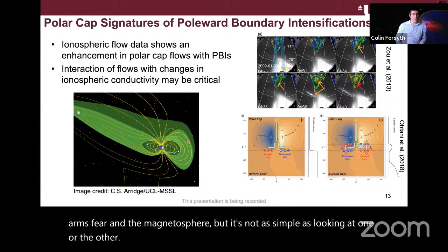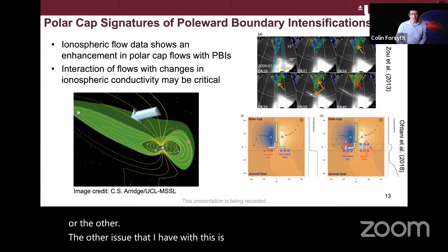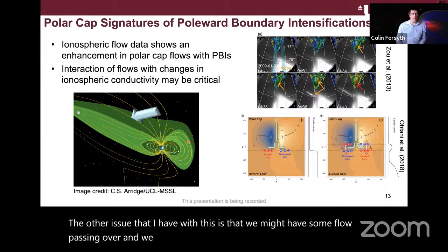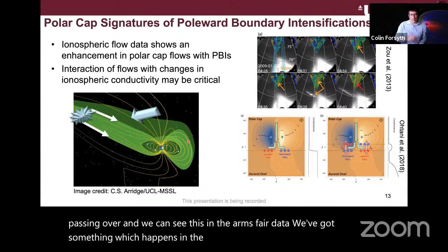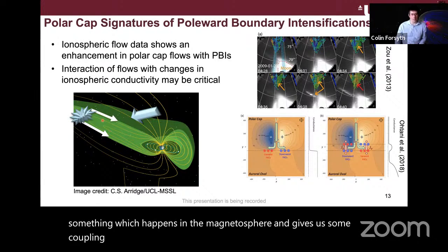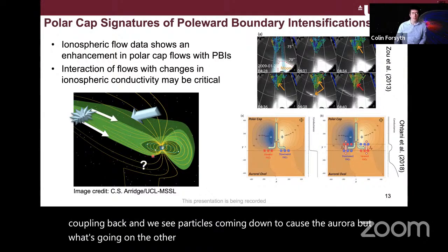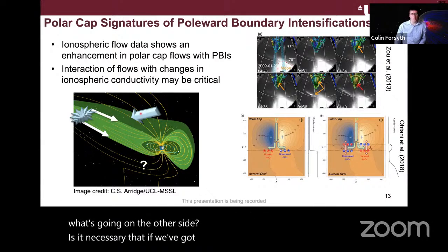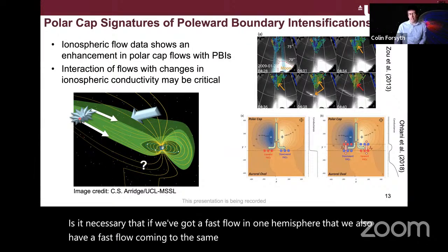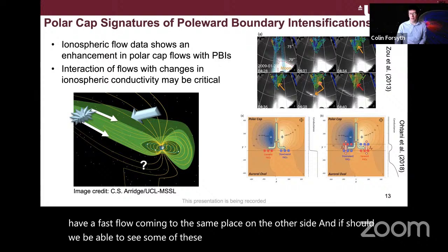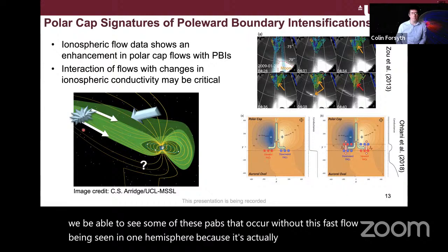The other issue that I have with this is that we might have some flow passing over, and we can see this in the ionosphere data. We've got something which happens in the magnetosphere and gives us some coupling back, and we see particles coming down to cause the aurora. But what's going on the other side? Is it necessary that if we've got a fast flow in one hemisphere, that we also have a fast flow coming to the same place on the other side? And if not, should we be able to see some of these PBIs that occur without this fast flow being seen in one hemisphere, because it's actually a fast flow from the other side?